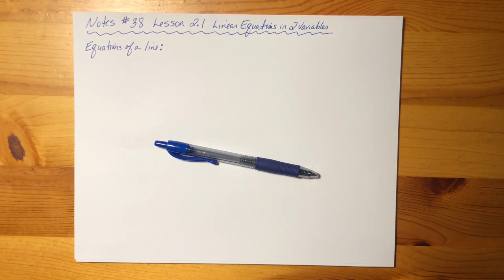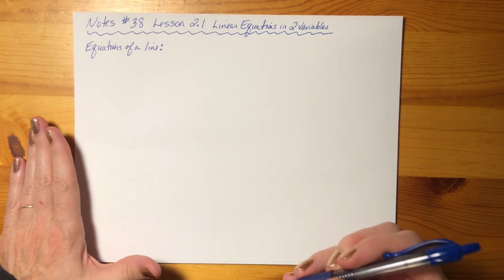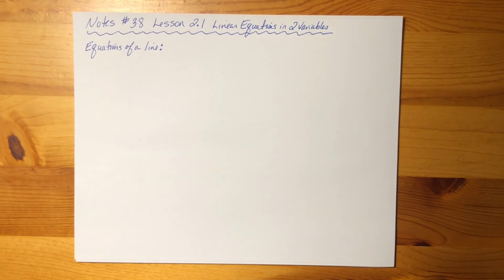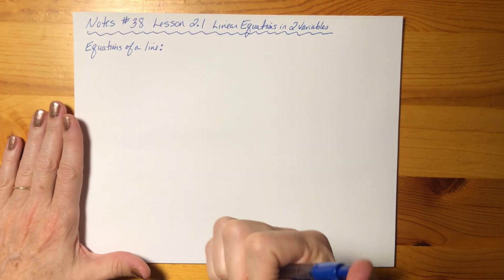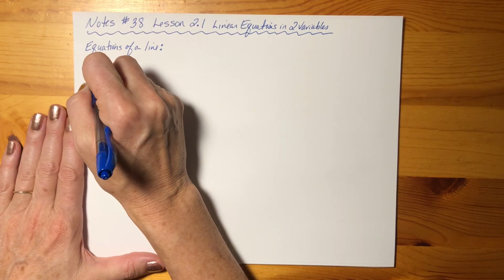We're on lesson 2.1 of our brand new chapter, chapter 2, linear equations in two variables. We're going to review today the equations for a line. So all of this is review from your Algebra 1. We have lots of formulas today.